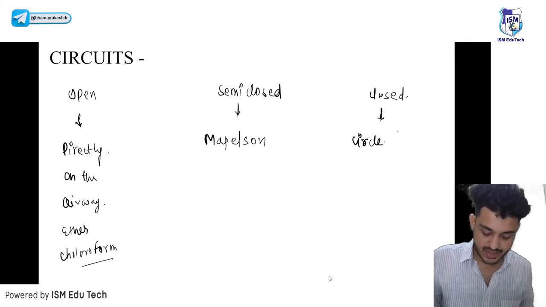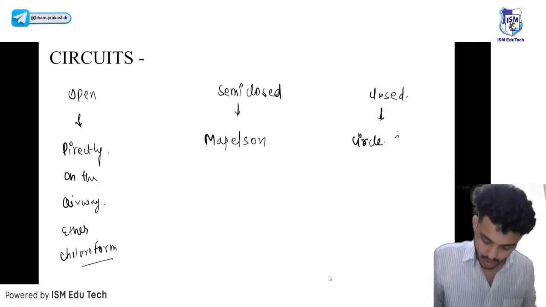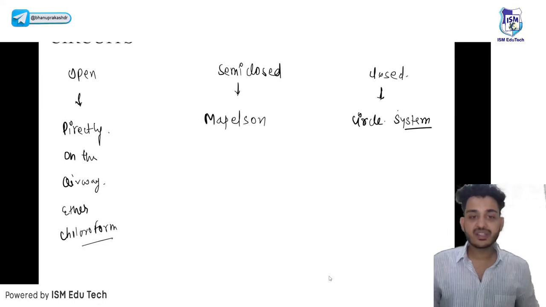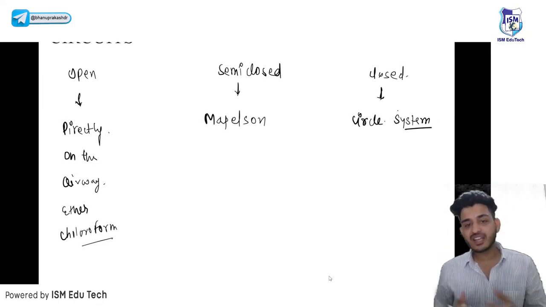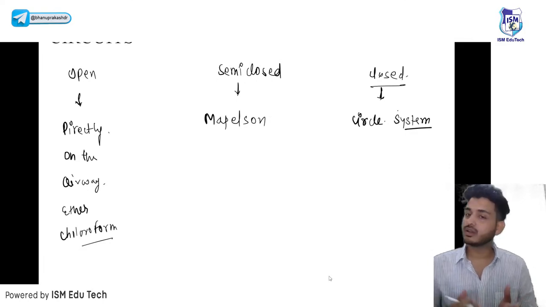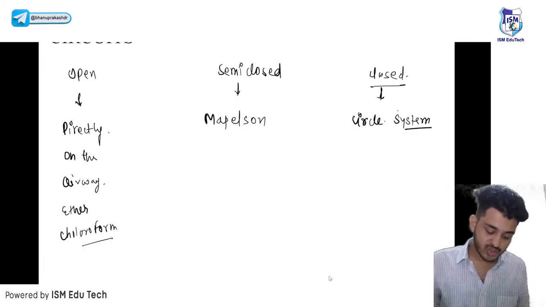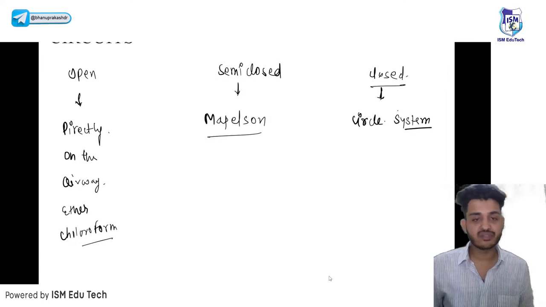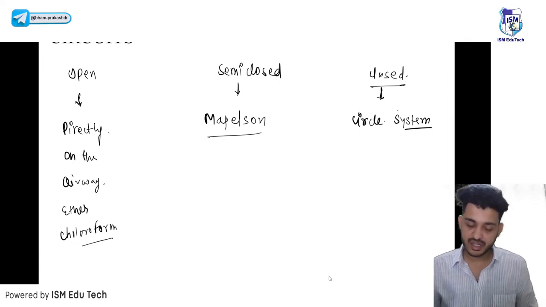Circle. Those circuits will be the circle system. Okay, guys, look here. Mapleson will be semi-closed, so these circuits are portable circuits. Closed circuit will be only present in the OT. Most commonly used circuit is the Mapleson circuit. We have different kinds of Mapleson circuits.